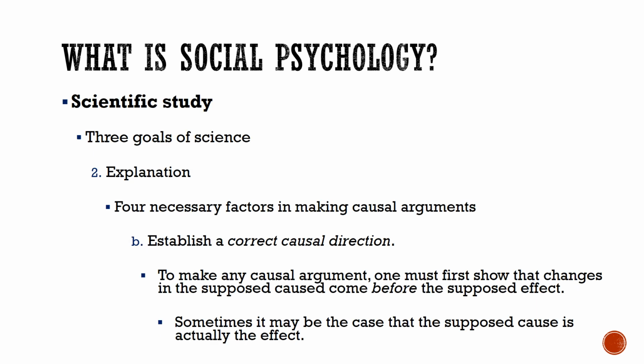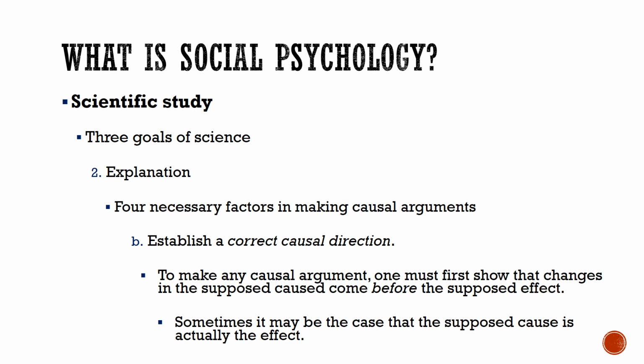Second thing that needs to be established to make a causal argument in science is correct causal direction. To make any causal argument, a scientist must first show that changes in the supposed cause come before the supposed effect. Sometimes it may be the case that the supposed cause is actually the effect.